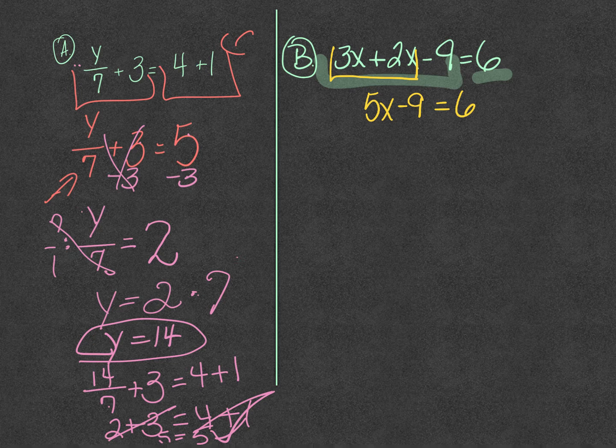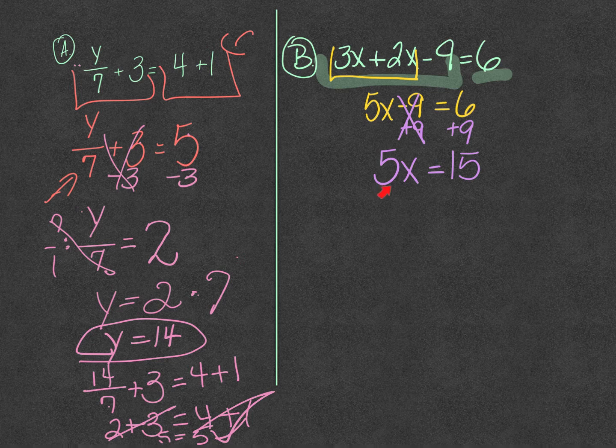Now, I'm going to take my 9 over through the inverse operation, which is opposite of subtraction is addition. So I'm going to add 9 to both sides. When I do so, this is going to cancel. Bring down my 5x equals 6 plus a positive 9 is 15. Now, I'm left with 5x equals 15.